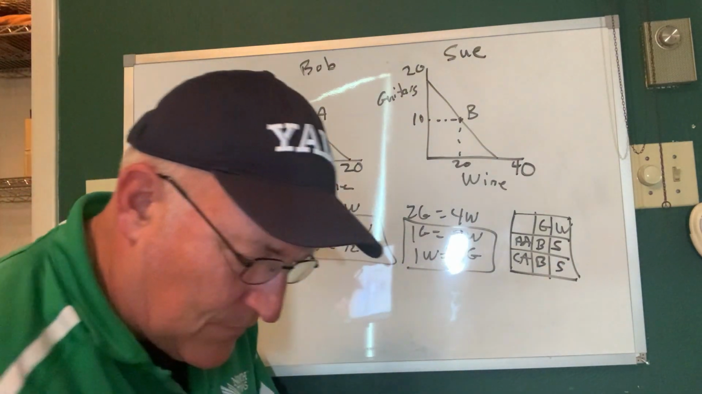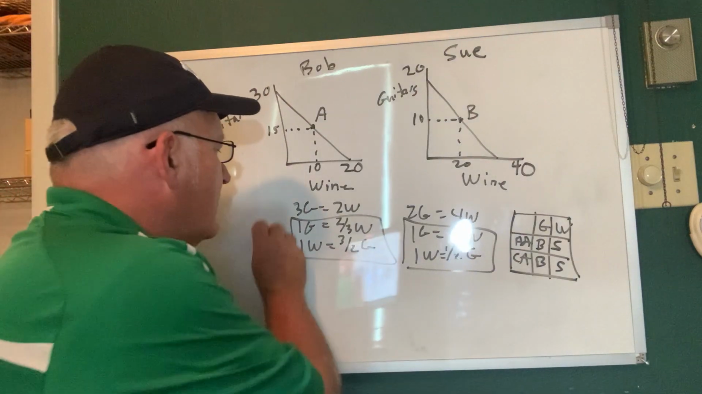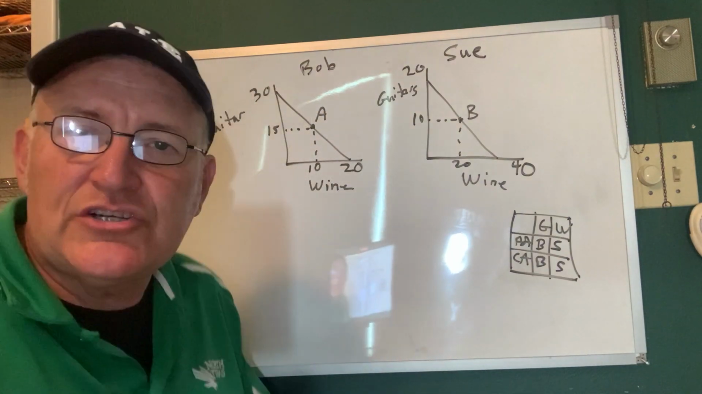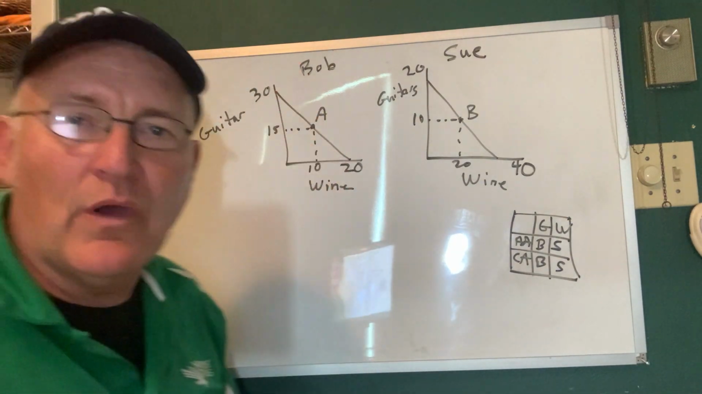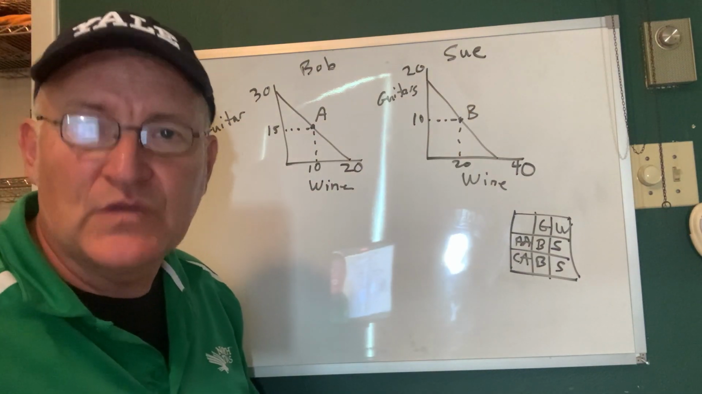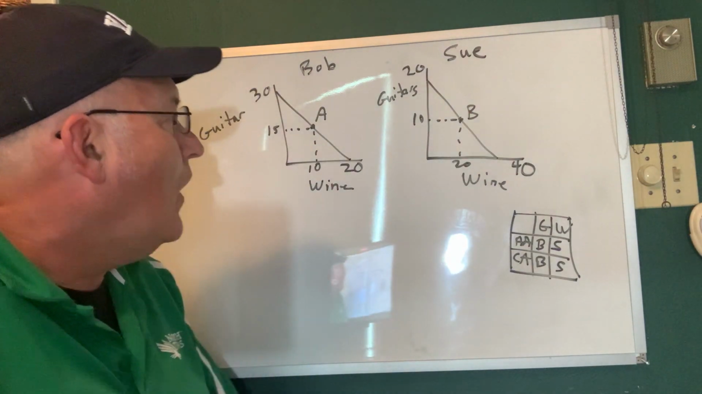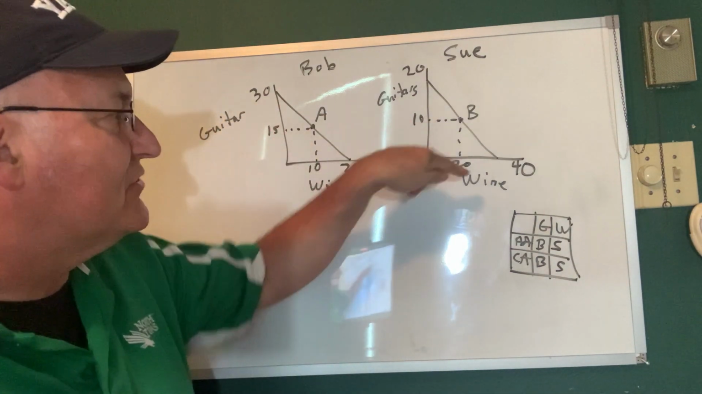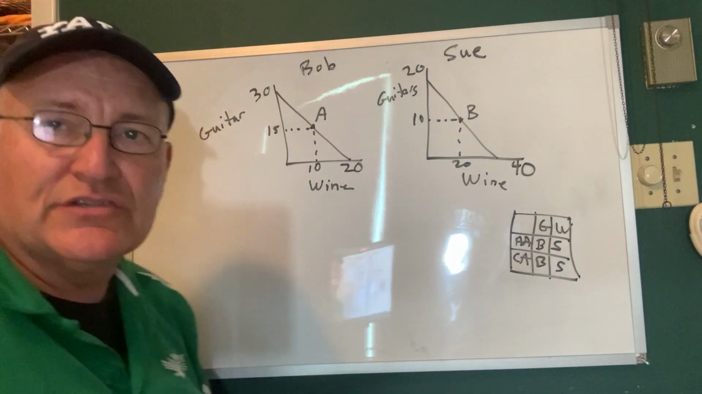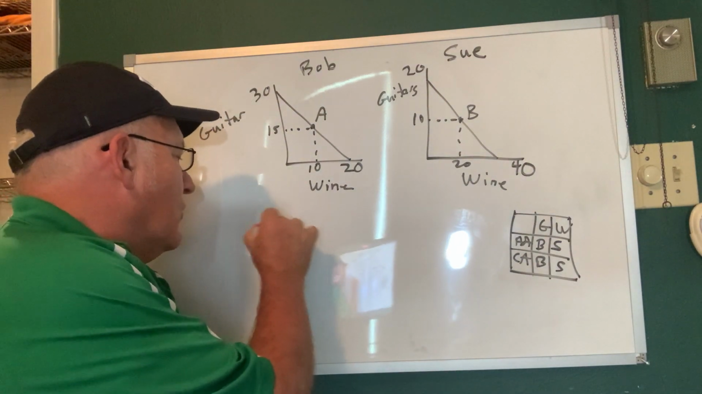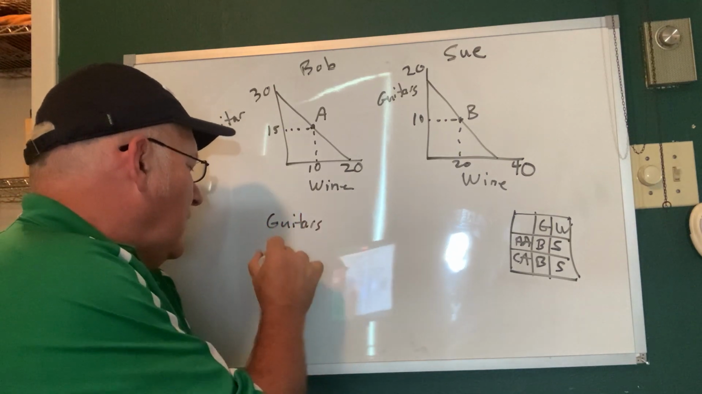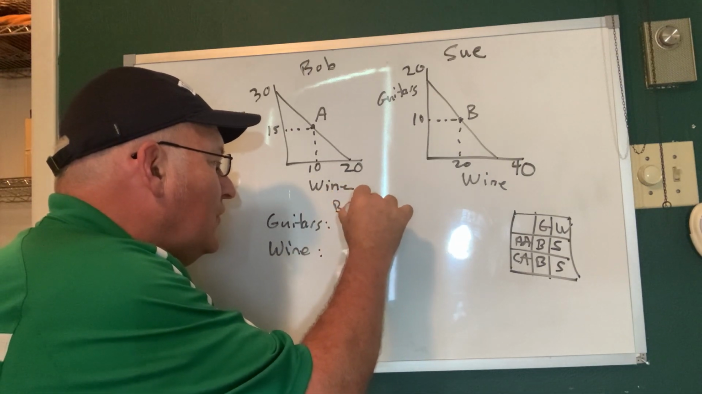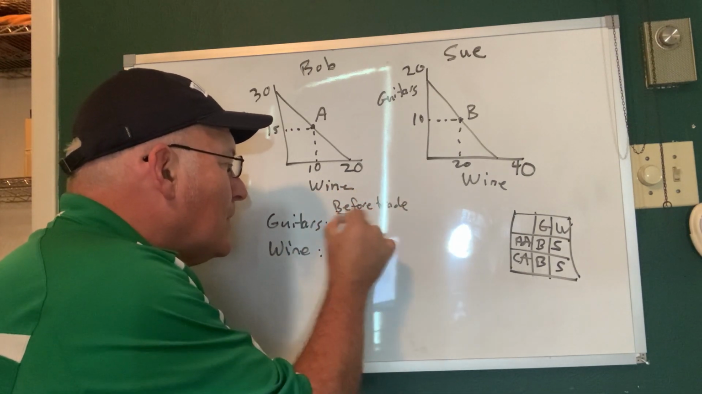But watch this. Let's say initially, without trading, Bob's operating at point A and Sue's operating at point B. Before trade, while they're operating on these points and they're both producing guitars and wine, what is the total production? So if we make guitars here and wine here, before trade, what's it going to be?